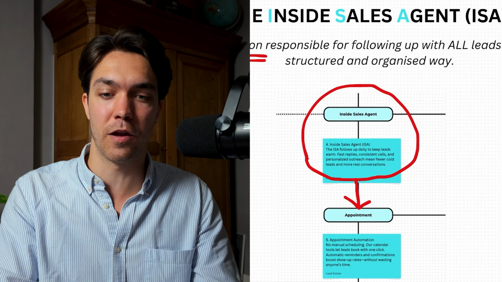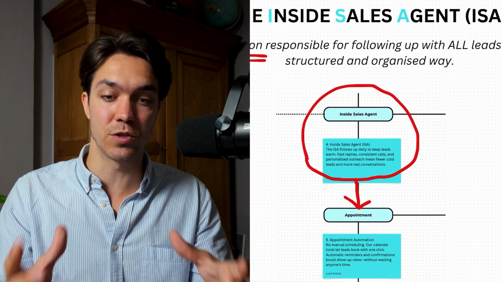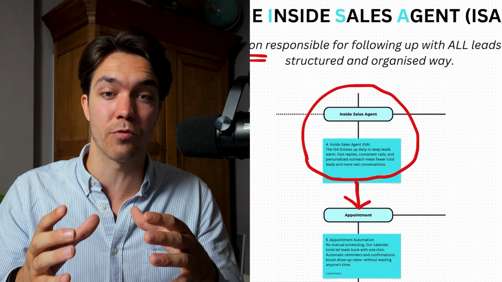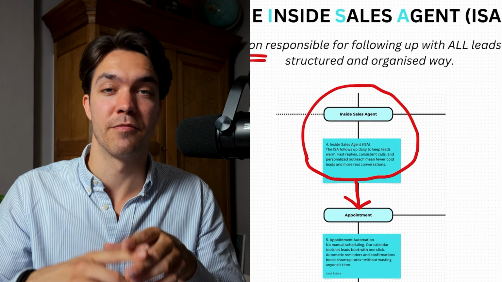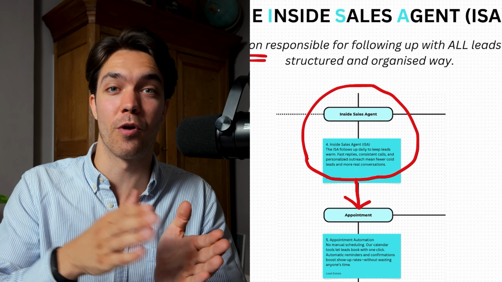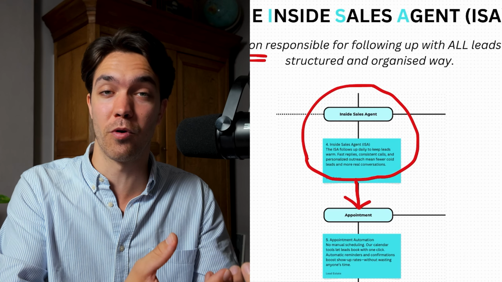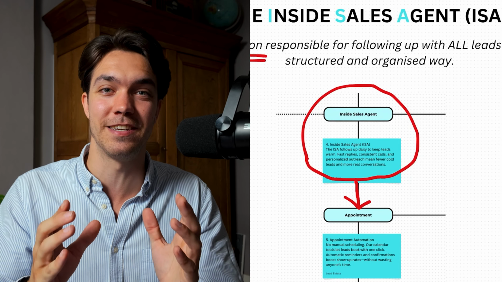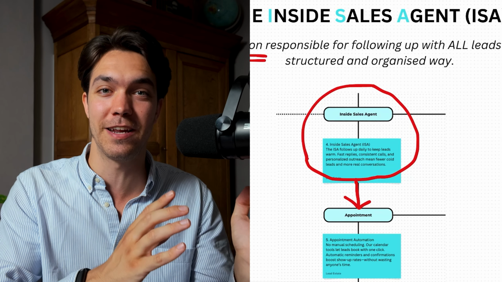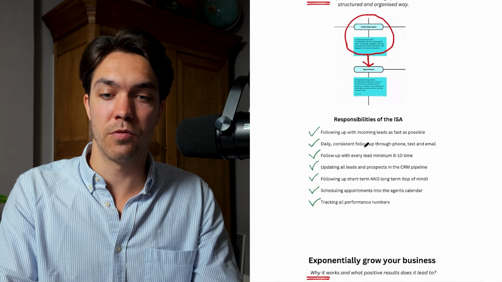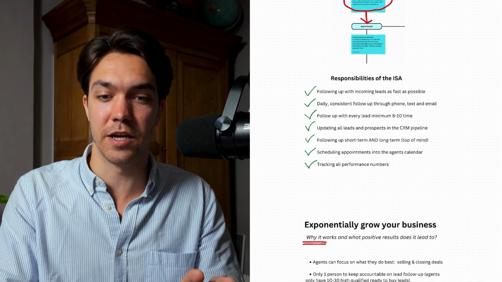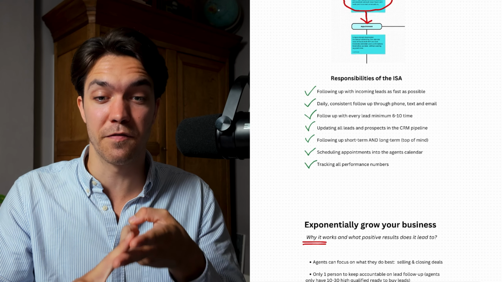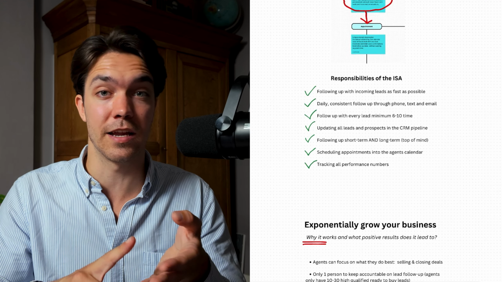An inside sales agent follows up daily to keep leads warm, fast replies, booking consistent appointments, and personalized outreach. This means fewer cold leads and more real conversations and more appointments. So you basically convert more leads into actual appointments, because there's one person with one responsibility, and that's following up with leads and converting as many leads into appointments. So the responsibilities of the inside sales agent are following up with incoming leads as fast as possible. Daily consistent follow-up through the phone, text, and email.